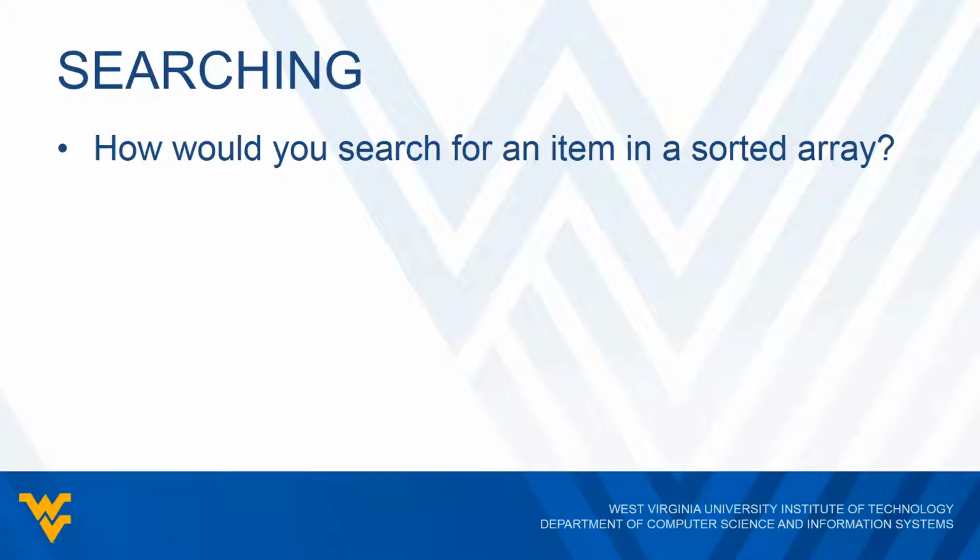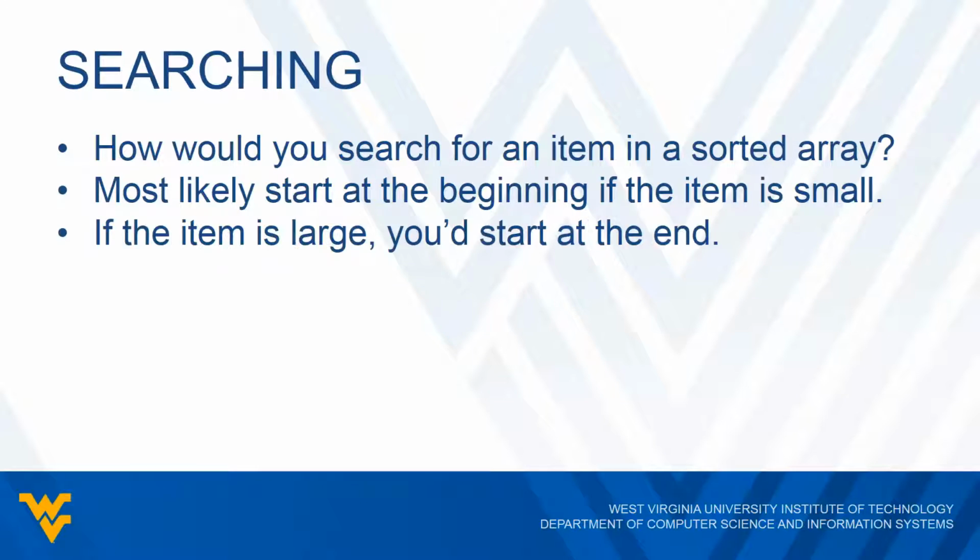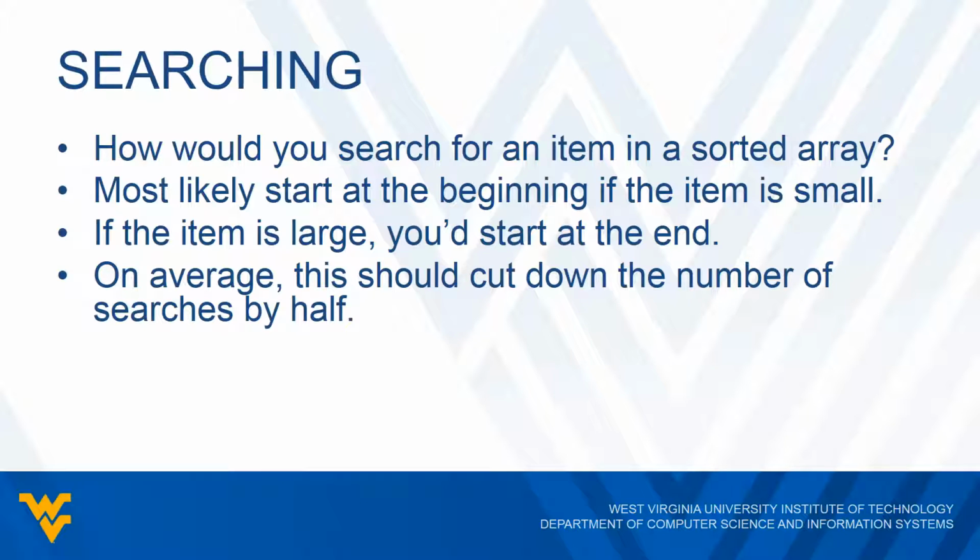The most likely response that you would think is we would start at the beginning if the item is small, or if the item is large, then we would start at the end of the array. So if the item is small, we start at the beginning and we just keep comparing elements until we find the item that we're looking for. Or if we know it's a large value, we'll start at the end of the array and then work our way backwards. And on average, this should cut down the number of searches by half. That's pretty good if we can cut down the sequential search in half by just choosing where we start.